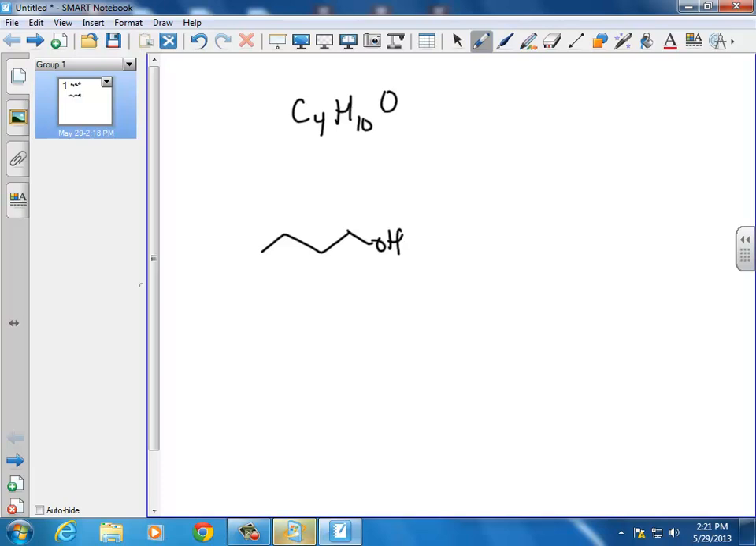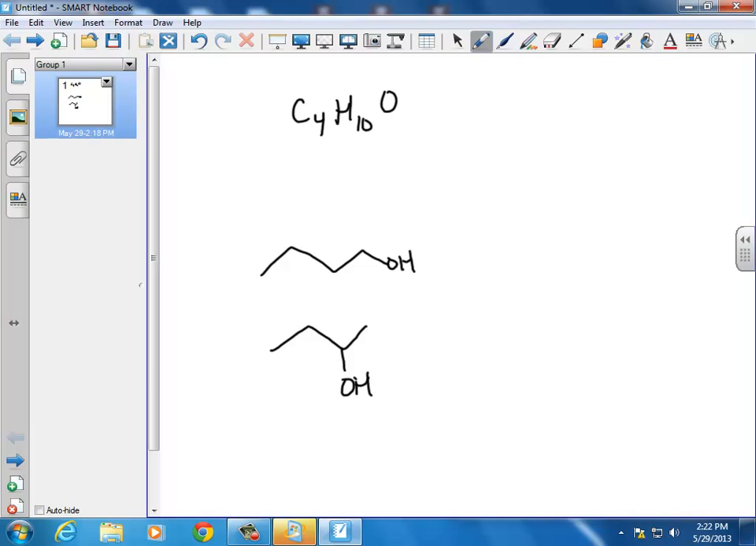Okay, the first one would be a 4-carbon chain with a hydroxyl group on the end. I'm going to rewrite that so it's a little bit clearer. Four-carbon chain with hydroxyl group on the end. Okay, the next structure we could draw, well, we could branch the hydroxyl group from the second carbon. Now we've used up our 4-carbon chain possibilities.